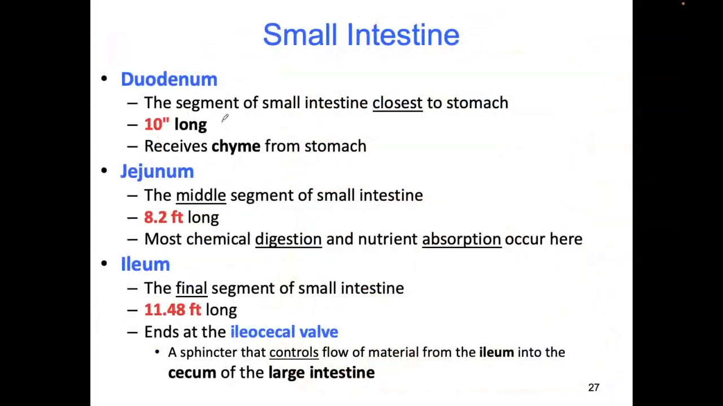So the duodenum is about the first 10 inches. The jejunum is about 8 feet. And then the ileum is the final segment that's about 11 and a half feet long. And it ends where we have a region called the ileocecal valve. It's where the ileum and the cecum meet.